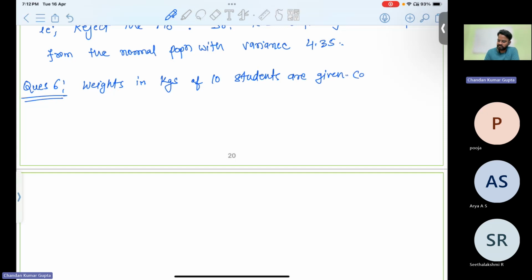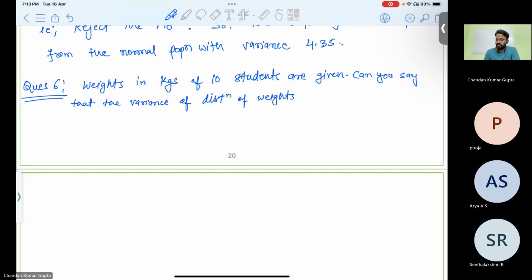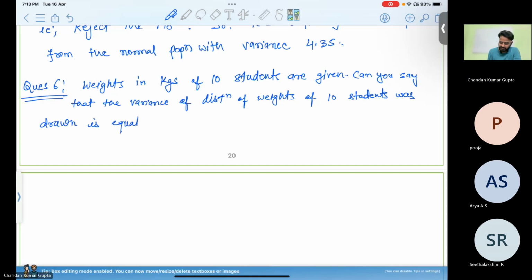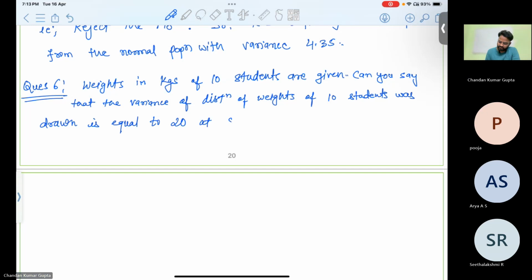Okay, so let me write the question. Can you say that the variance of the distribution of weights of 10 students was drawn is equal to 20 kg at 5% level of significance?